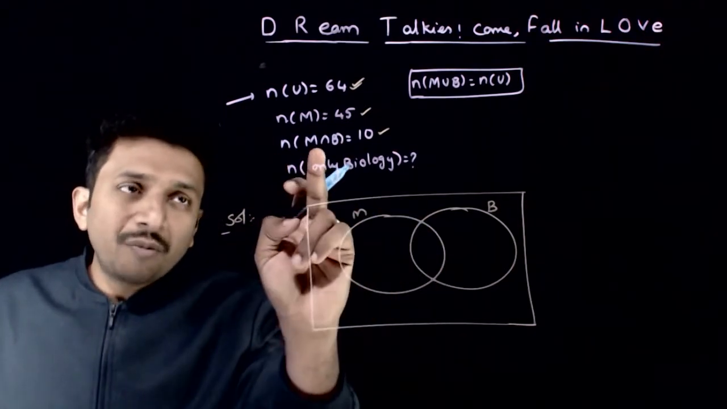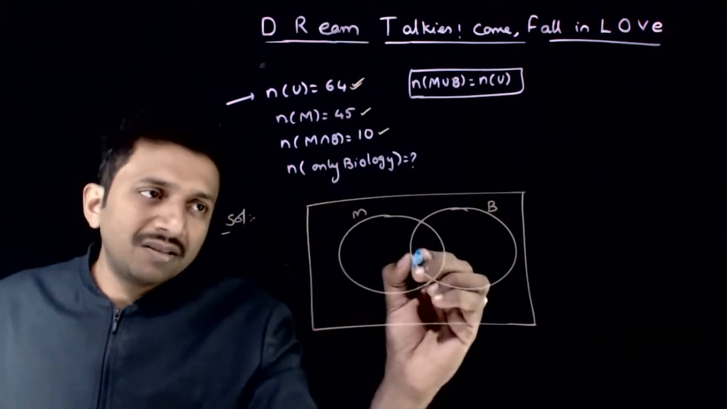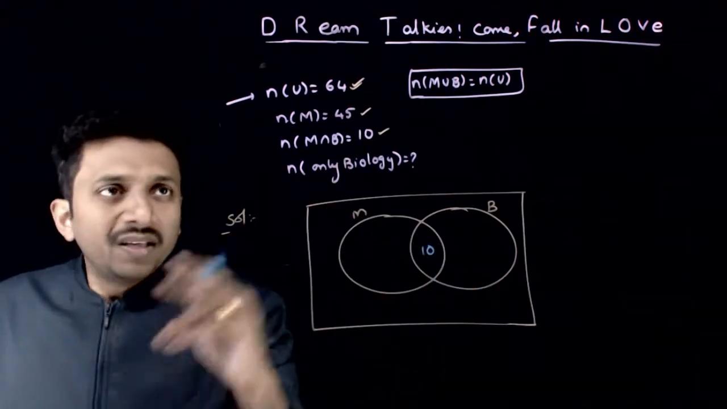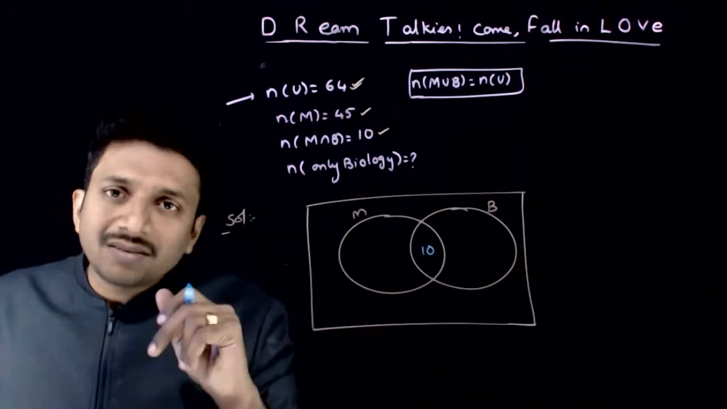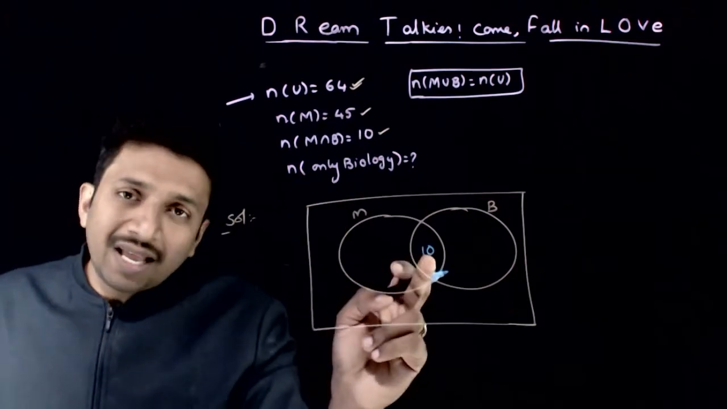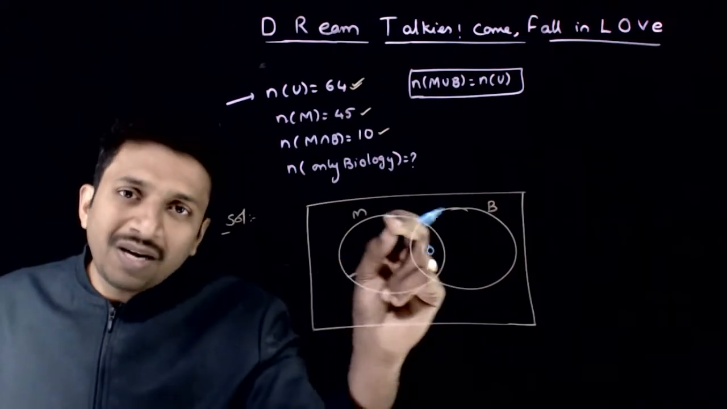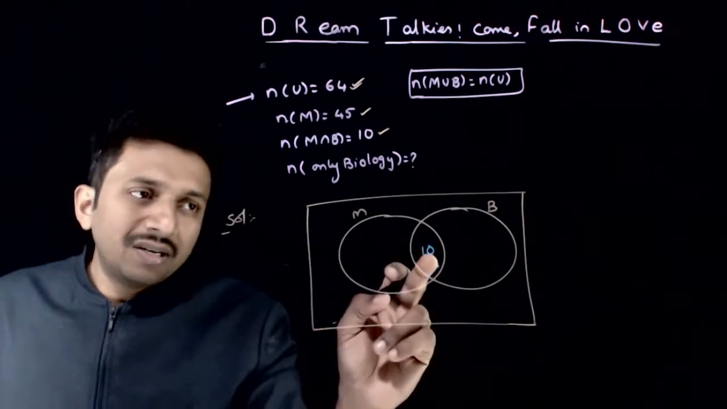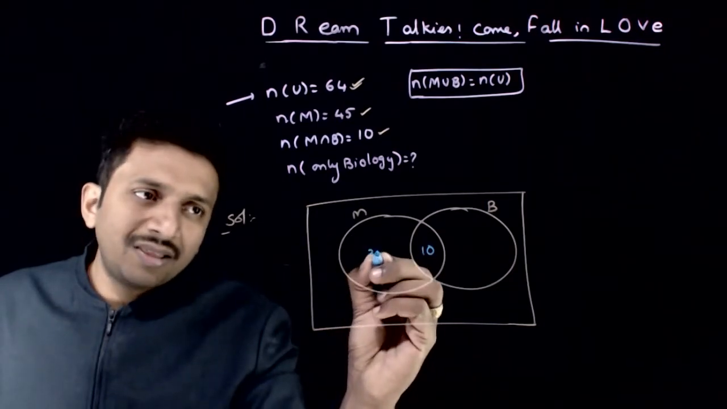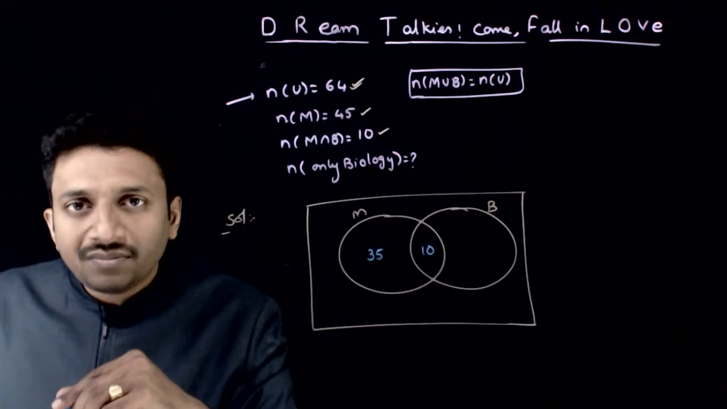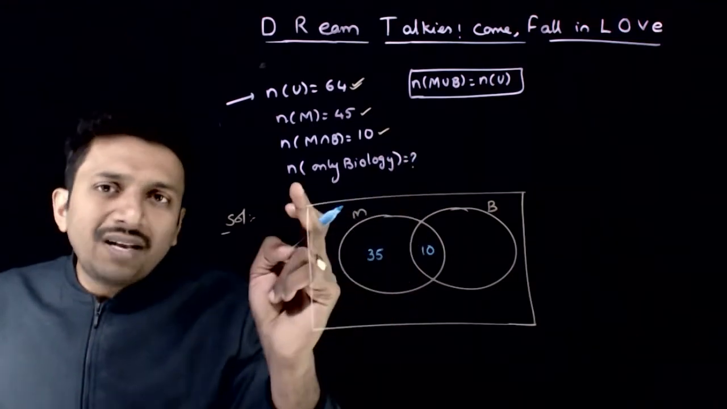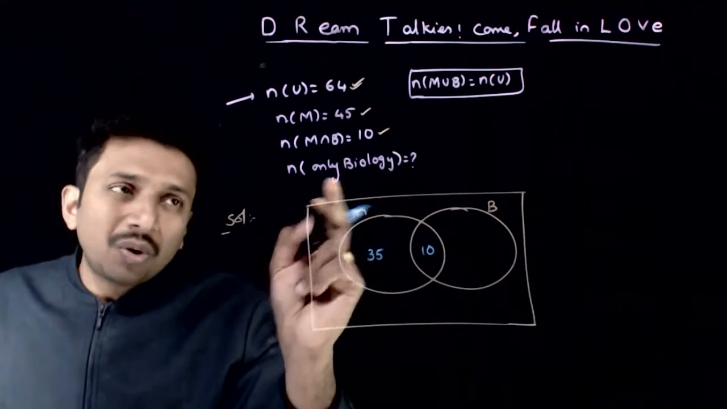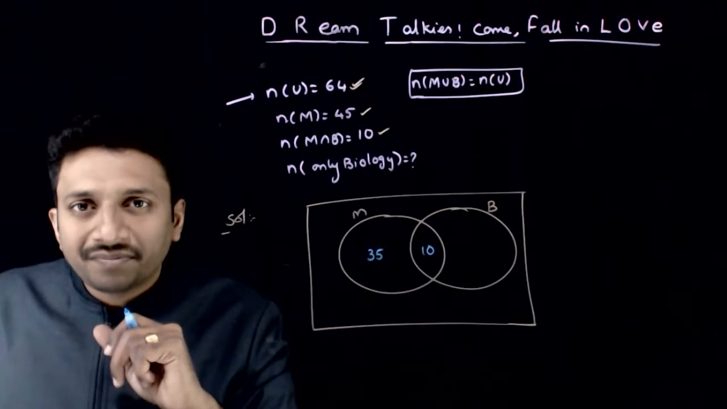The number of students who have passed both in maths and biology is 10. So there are 10 students here. The number of students passed in maths is 45. 10 has already been there. In this complete set there are 45 students. 10 has already come here. So the remaining 35 are here. Now we are asked to find the number of students who have passed only in biology.